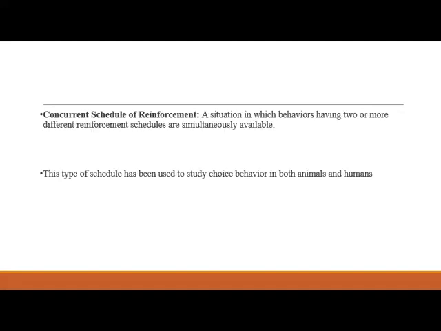Now, next is concurrent schedules of reinforcement. Now this is a situation in which behaviors having two or more different reinforcement schedules are simultaneously available, and this type of schedule has been used to study choice behavior in animals and humans. For example, on a given evening, a student has a choice that she can study or other behaviors like watching TV or going out with friends or cleaning her room.